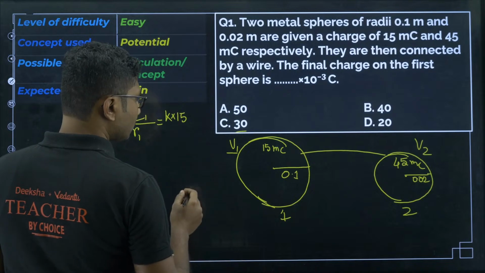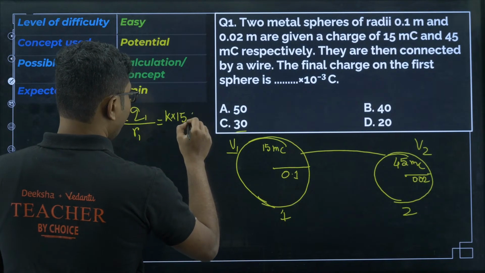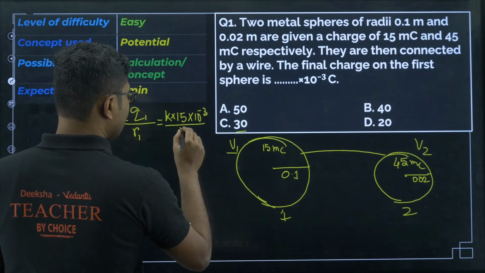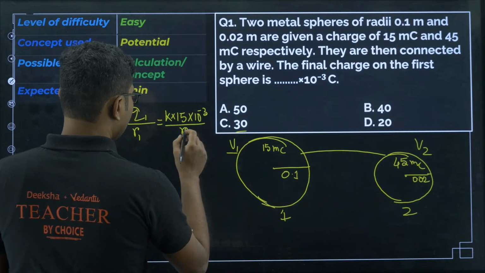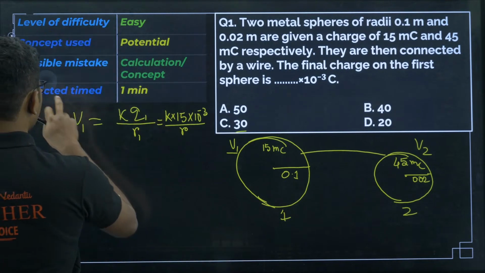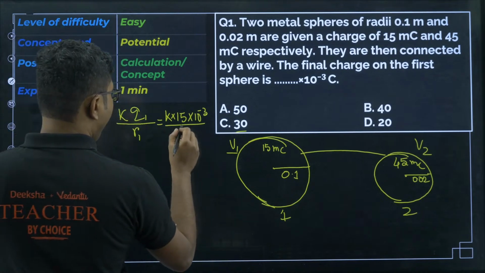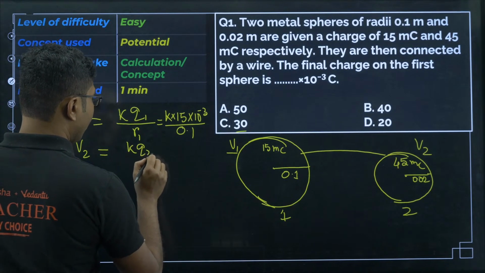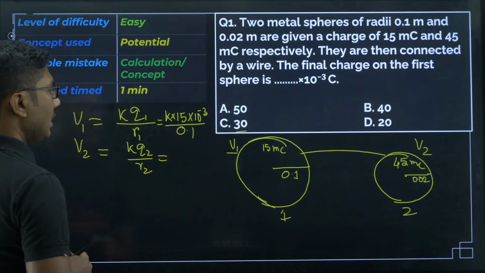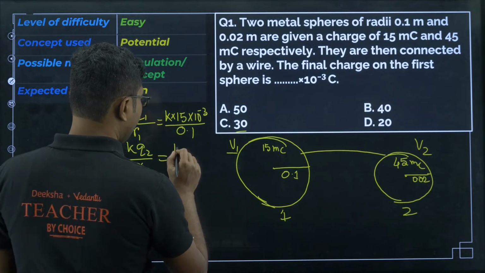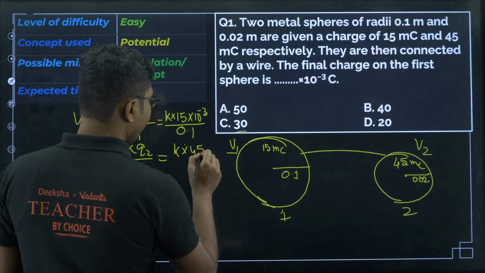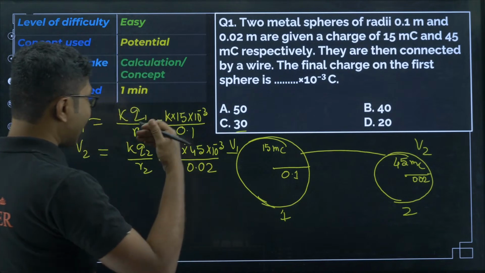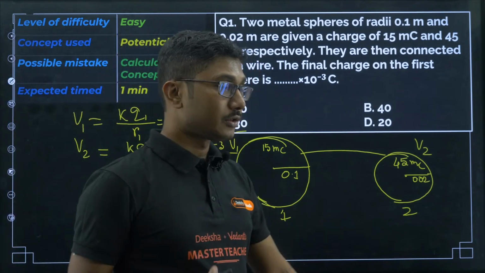15 into 10 to the power of -3. I am not using the values. And R is 0.1. This is the initial potential. And the initial potential of sphere 2 is KQ2 by R2, so that will be K times 45 into 10 to the power of -3 by 0.02. I am explaining it in a little detail. In the exam you don't need to do it that long, you can do it a shortcut way. I will show you that as well.